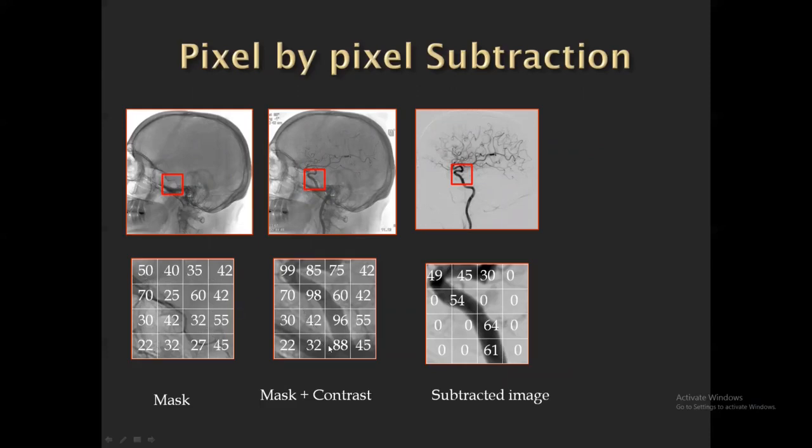And when we introduce contrast into a particular blood vessel, the pixels having this contrast will get a higher value than the plain image. So when we subtract the density values of the first image from the second image, all the pixels other than this contrast-filled area become zero. Zero means there is no density, that will appear as white.